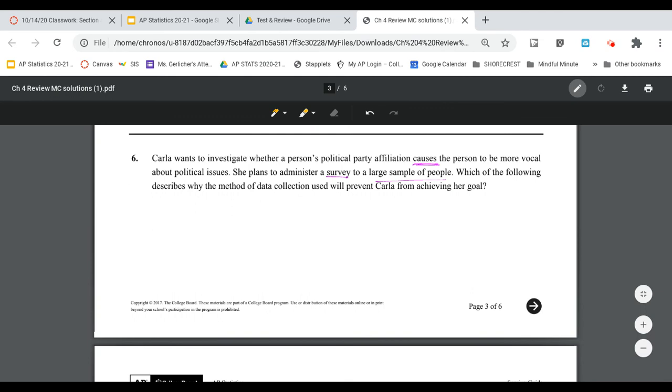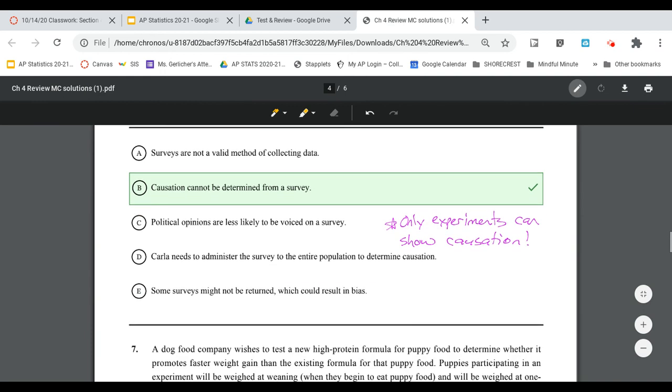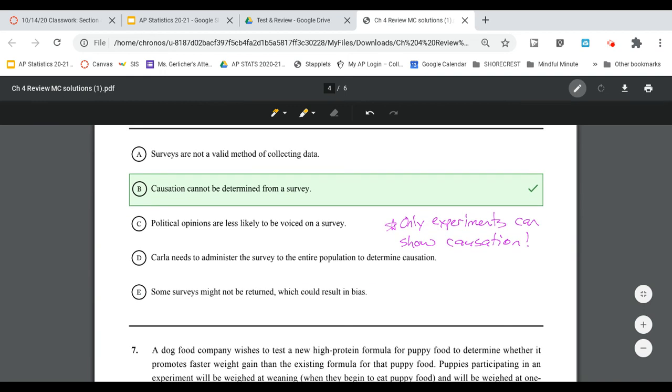6. We are looking for causation here. So she administered this survey, and then which of the following describes why the method of data collection will prevent her from achieving her goal? So why is this bad? It comes down to causation can only come from experiments. When you're doing random assignment and you have 2 treatments to compare, all the other variables in the situation get washed out. So causation cannot be determined from a survey.